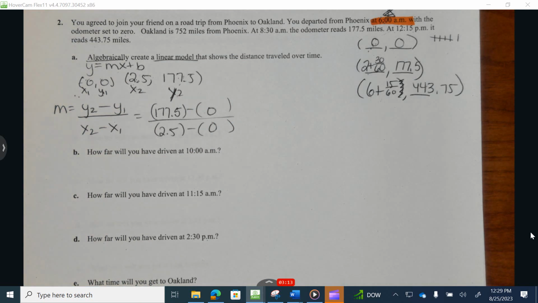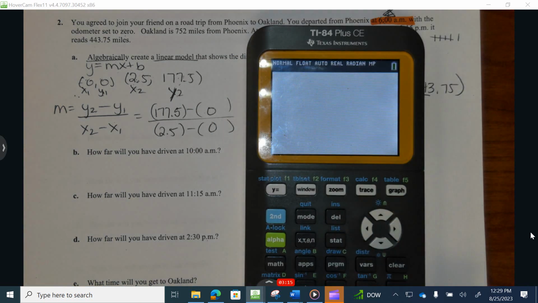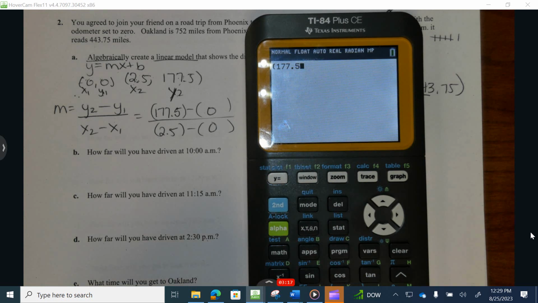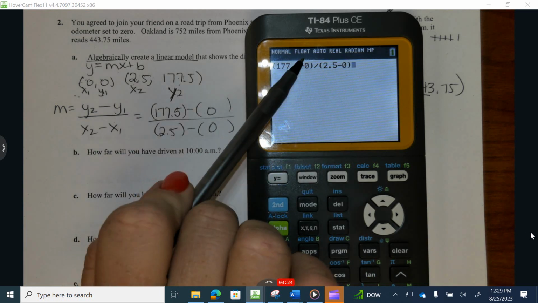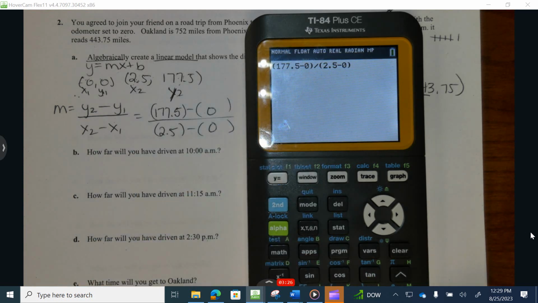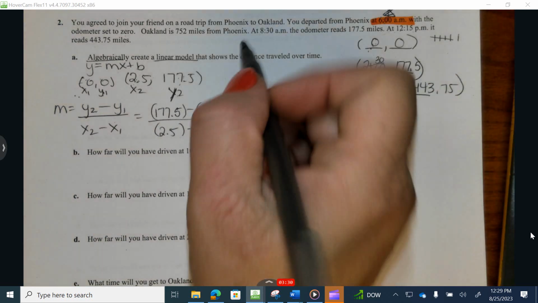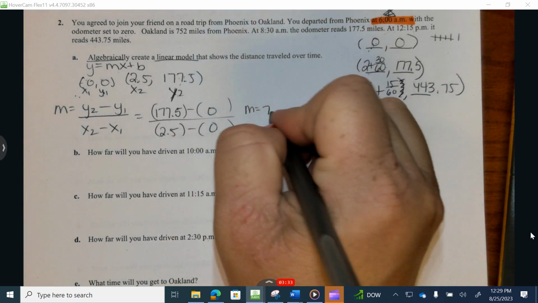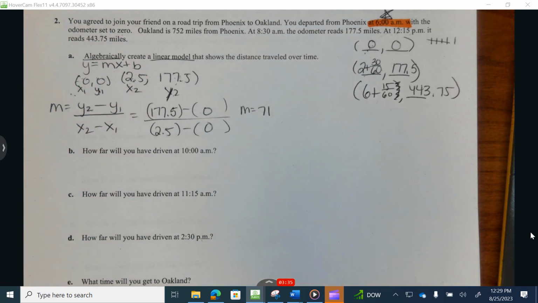Now if you want to use a calculator at this point, that's okay. Just make sure to use parentheses. So you do need to show the algebra. I'm showing it. I've used parentheses on the numerator, parentheses on the denominator. So what does this simplify to? It simplifies to 71. Remember, m is like a rate at how fast we're going here.